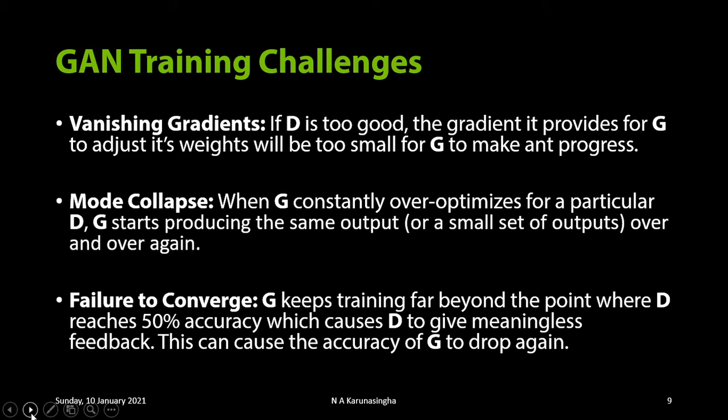it adjusts its weights based on that meaningless feedback, and the accuracy of the generator can start to drop again. It can reach a good point and then it can start to drop again. So that is failure to converge. These are the main three challenges that AI developers and data scientists should overcome when it comes to training a generative adversarial network.